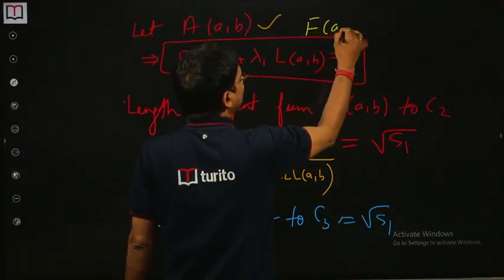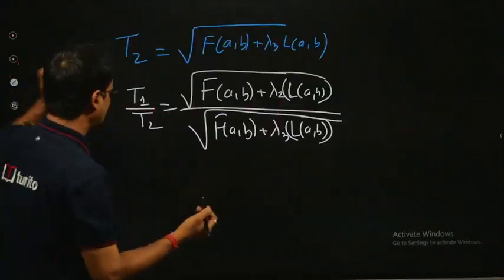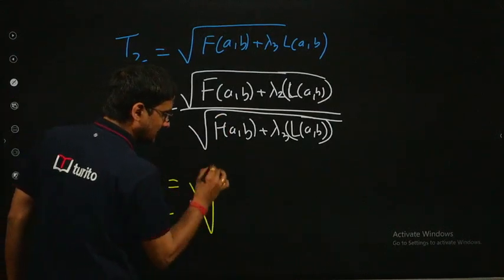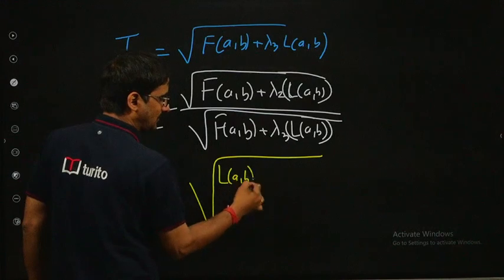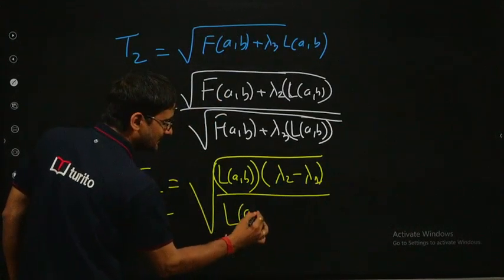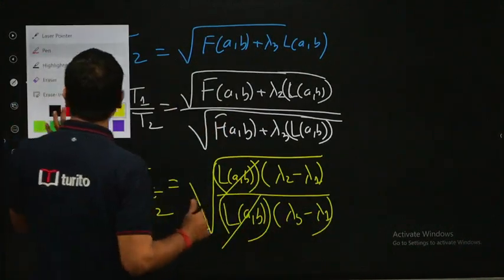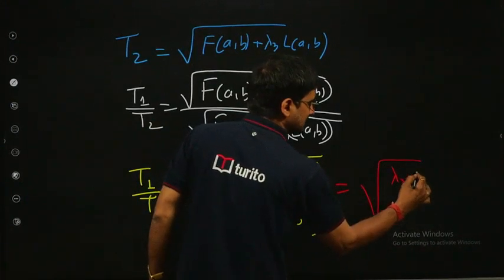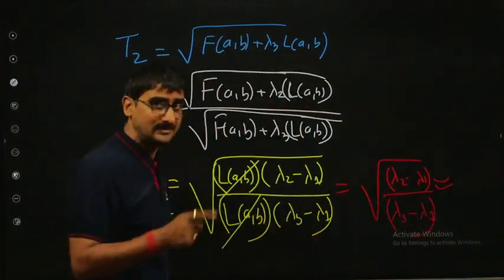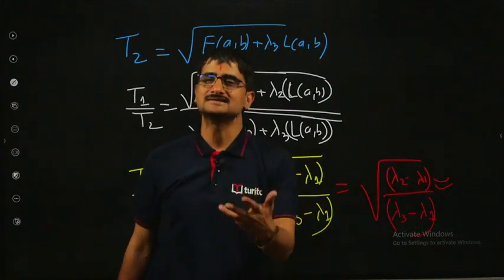Now see, I'll be using this thing here. From here we know that f(A, B) can be replaced with minus lambda 1 times L(A, B). So put it here. L(A, B) is common in the numerator and we get lambda 2 minus lambda 1. Similarly, L(A, B) will be common in the denominator also, and you will get lambda 3 minus lambda 1, and they get cancelled. So we have that as the result. As I said, since C1, C2, C3 are the known circles, lambda 1, lambda 2, lambda 3 are known constants. Hence this ratio is a constant ratio, and hence the answer.